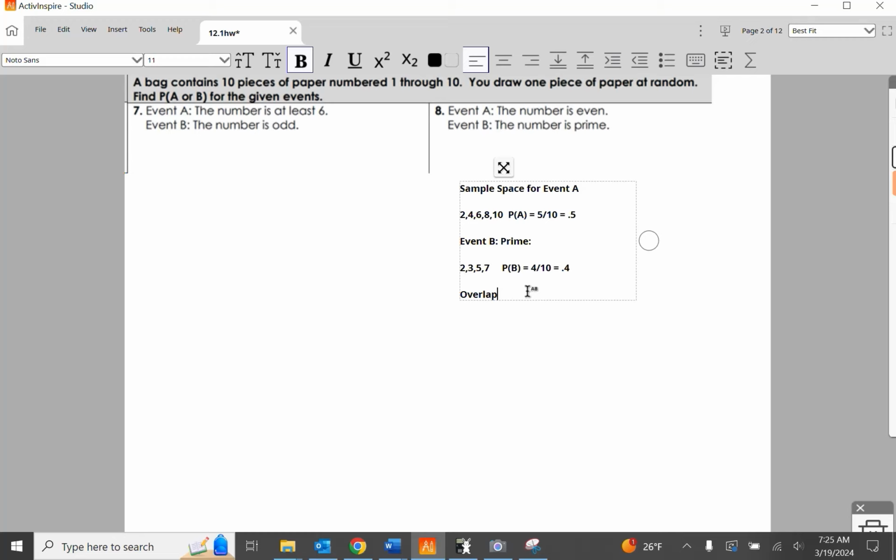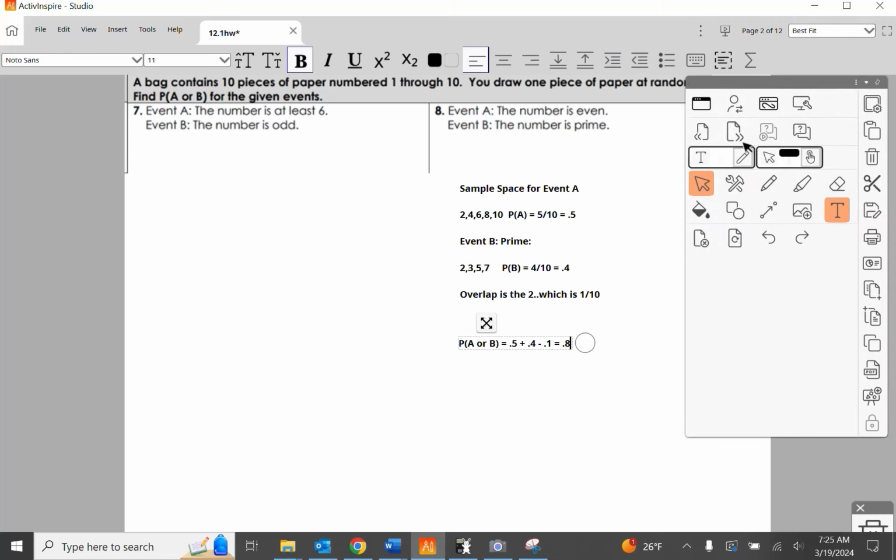The overlap is the 2, which is 1 in 10. And the overlap has to be taken care of. You can't count the same thing twice. So the probability of A or B is going to be the 0.5 plus the 0.4 minus the overlap of 1/10. And that is 8/10. There you go. That handles that.